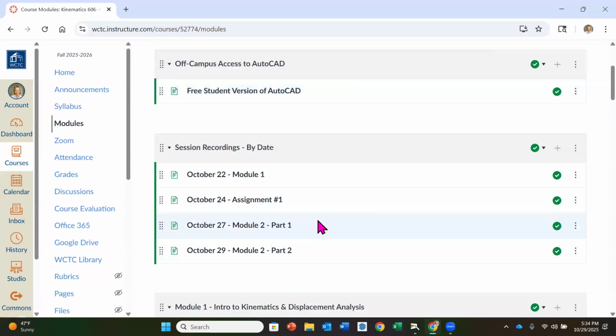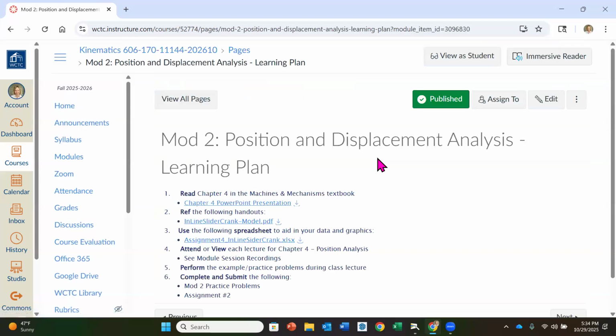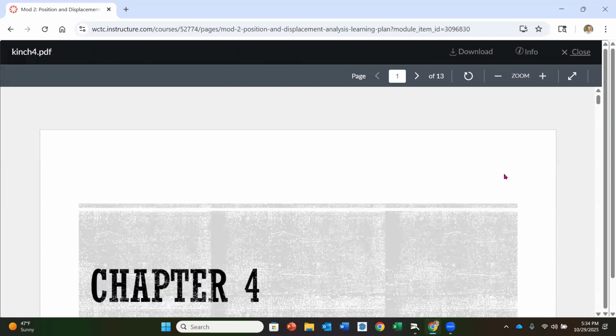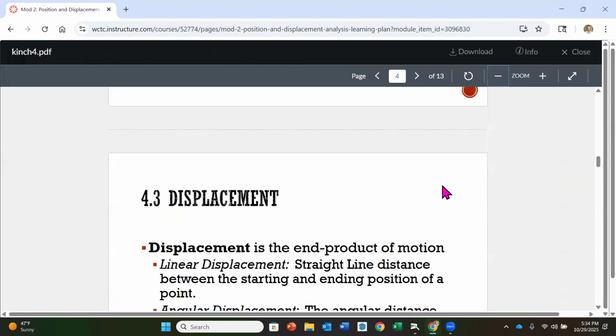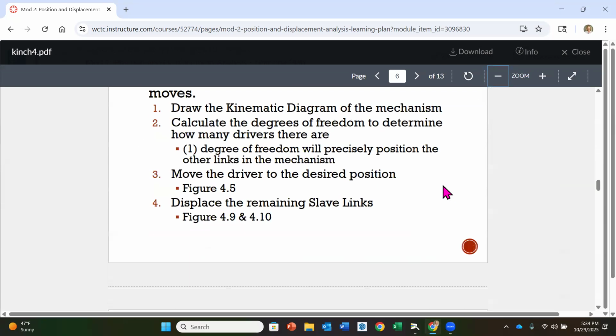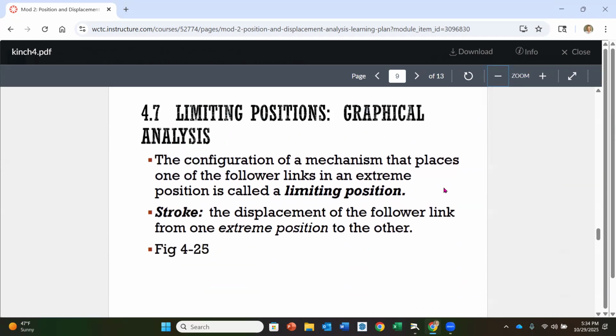And so I'm going to start by going to our Module 2 learning plan. I'm going to pull up our PowerPoint presentation, and we are going to continue, if you would, where we left off. I'm just going to zoom out a little bit here. So we got through displacement. We did example 1, example 2, and now we're ready for what is section 4.7.